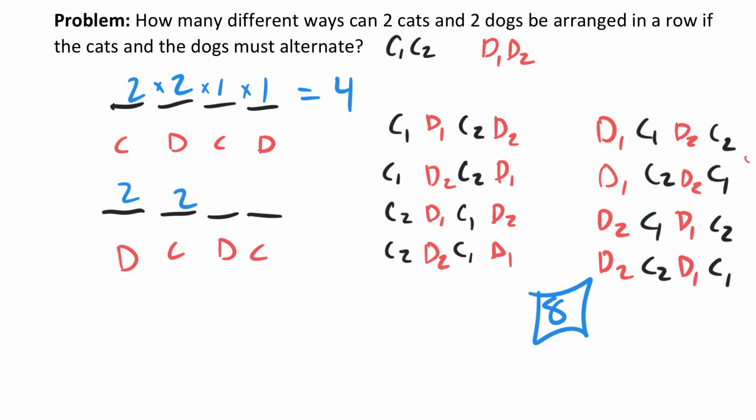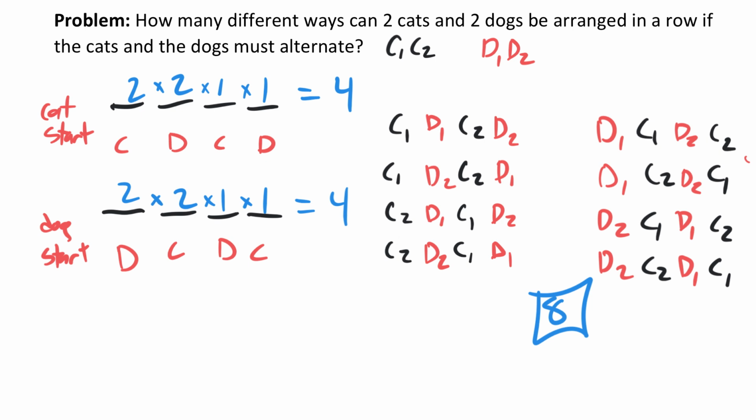2 dogs, 2 cats, 1 dog, 1 cat. Multiply them out. And that gives you another 4. So this is the case here with the cat starting, and this is the case with the dog starting. Now, these two cases are kind of like two different problems.